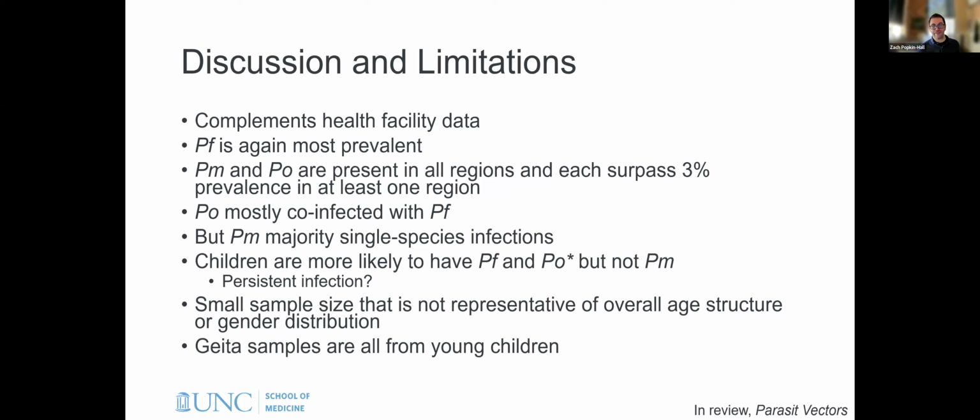And children are more likely to have PF and PO, but not PM, which again, we think probably reflects that persistent infection. But I do want to add some caveats, which is that these are pretty small sample sizes. And in addition, the subsample we actually determined is not representative of the overall age structure or gender distribution. So there may be some inconsistencies there. And in addition to that, our samples that came from Gaeta, all of those are from young children. So the Gaeta samples are just sampling a totally different study population than we got from the other three regions.